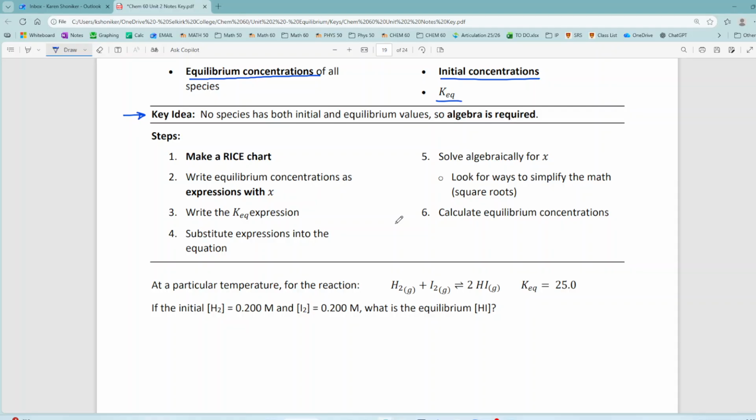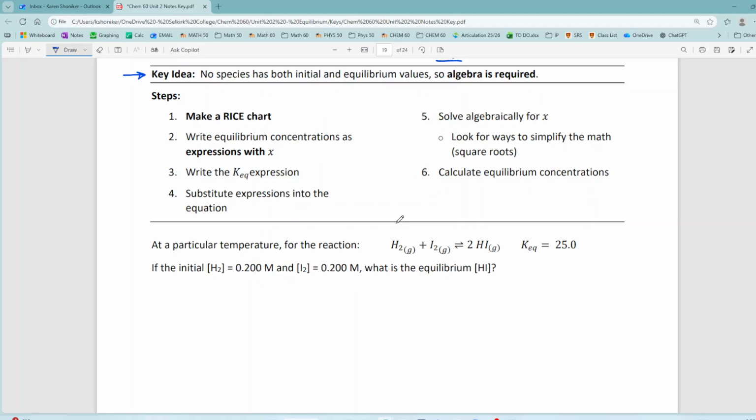and I finally gave a question where I didn't draw the rice chart for you, just so you can see how I would draw these rice charts if I was doing them. So the key thing here is that you're going to make a rice chart because you don't know everything at equilibrium. They're going to give you things at initial concentrations. So let's start off with that.